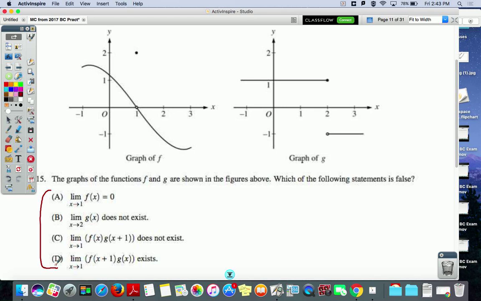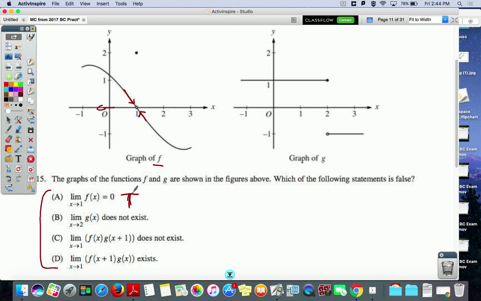Part A, the limit of f of x as x goes to 1 is equal to 0. So if I look at the graph of f, as we approach 1, we'll see that we approach 0 from both directions. That means that the limit exists and it is equal to 0. So that is true.